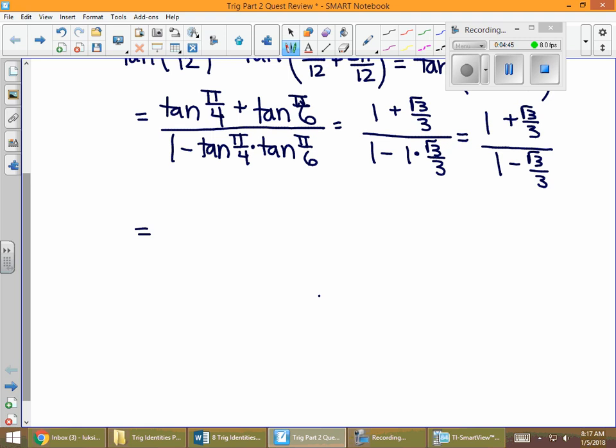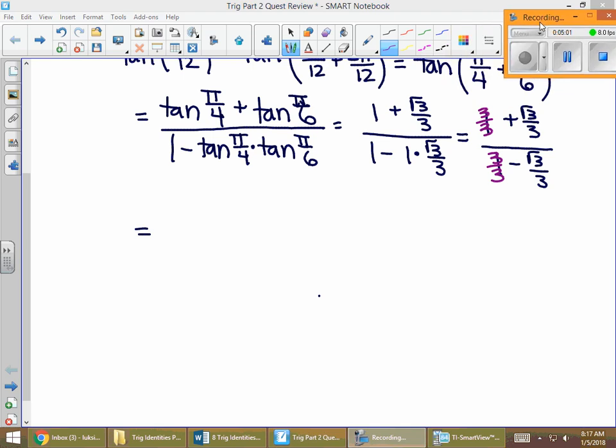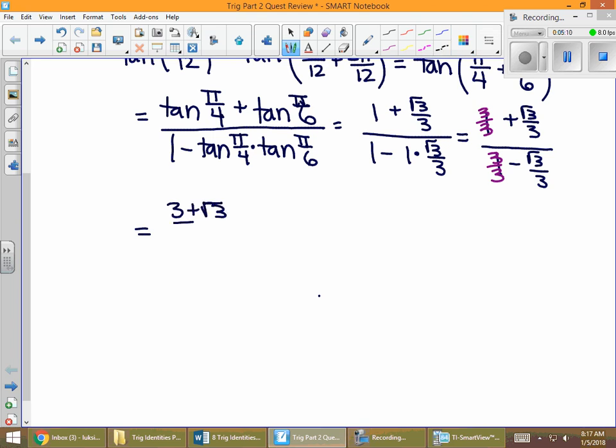What we do need are common denominators in our numerator and denominator. So our 1s, we can use a fancy form of 1 here and change to 3 over 3 so that we have a common denominator both places. And I like doing that. And we can keep going. So my numerator is 3 plus 3 radical 3 over 3. And my denominator is 3 minus radical 3 over 3.